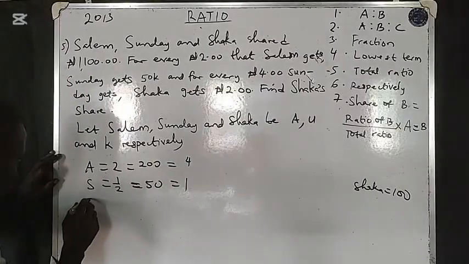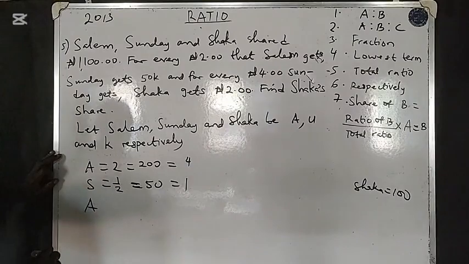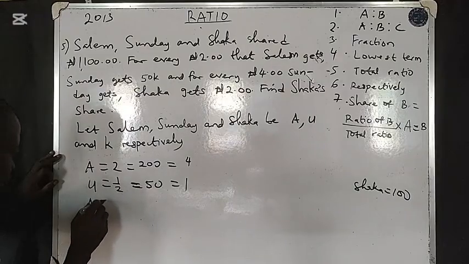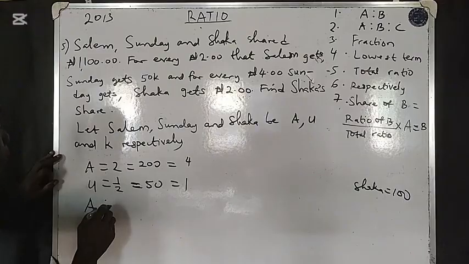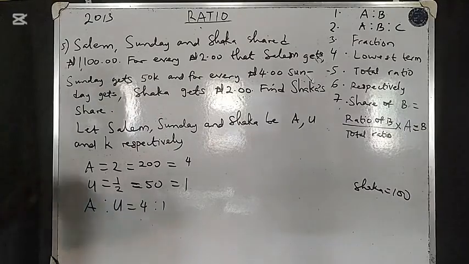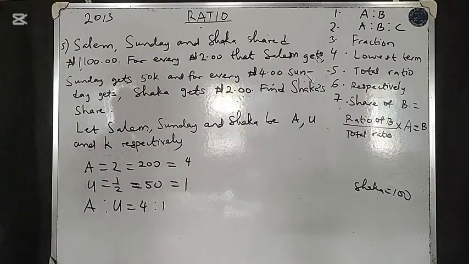So we say Salem ratio Sunday will be 4:1. Is that okay?